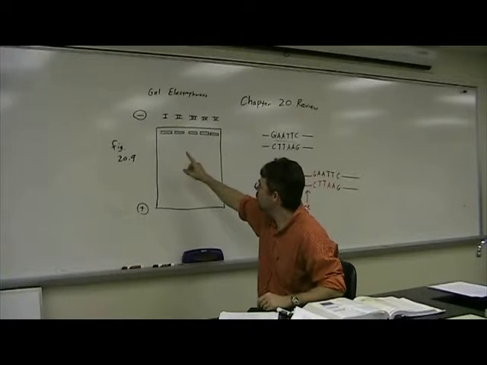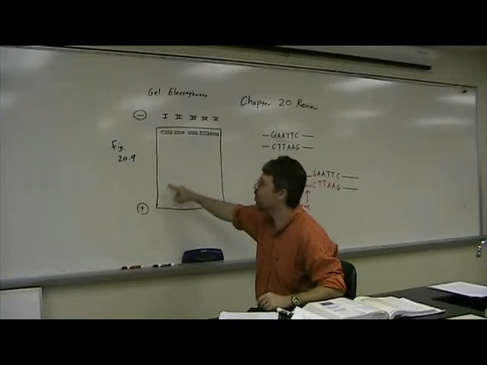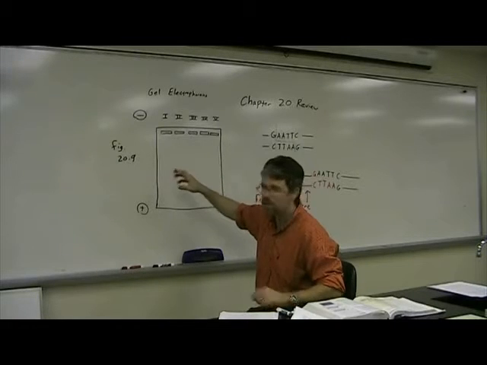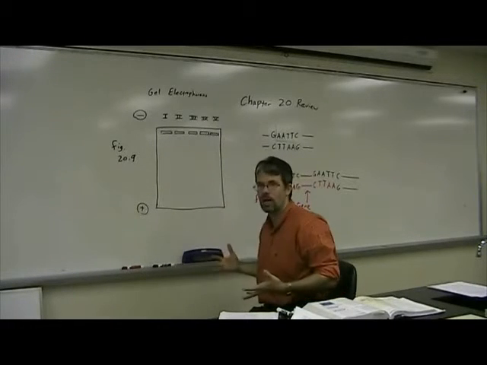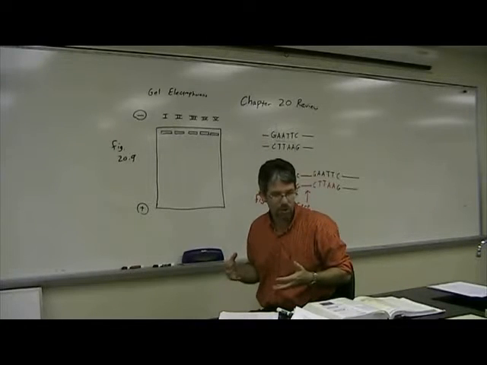The smallest of the fragments will migrate the fastest. The largest of the fragments will migrate the slowest. So in other words, you separate them out over a couple of hours. And then you can stain and view your bands.